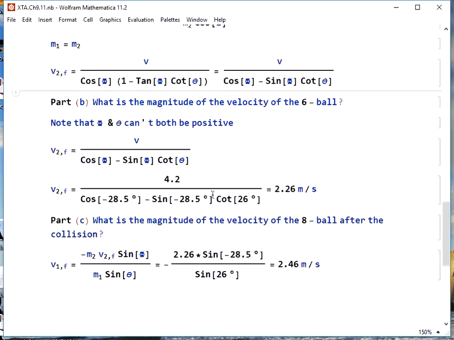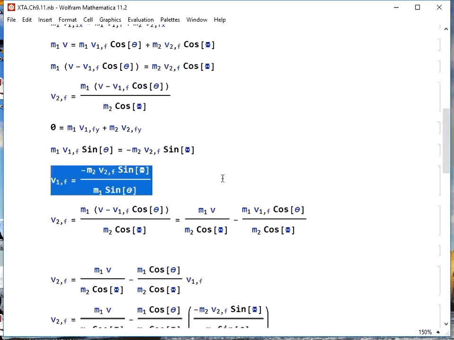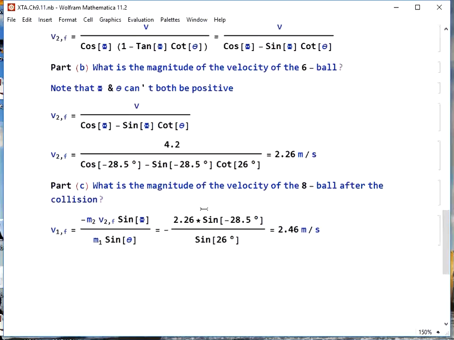So we plug in phi is negative 28.5 degrees, theta is 26 degrees, and our velocity is 4.2 meters per second. We get 2.26 meters per second for the magnitude of the 6 ball's final velocity. The magnitude of the 8 ball's final velocity, we can go find one of these earlier equations here that relates initial and final velocities of the 2 balls. We plug in what we now know, and we get 2.46 meters per second.